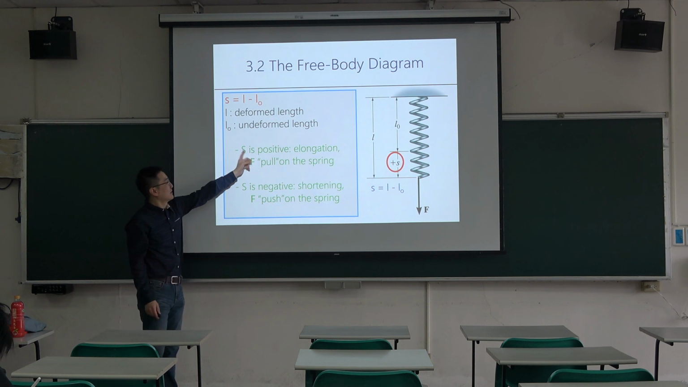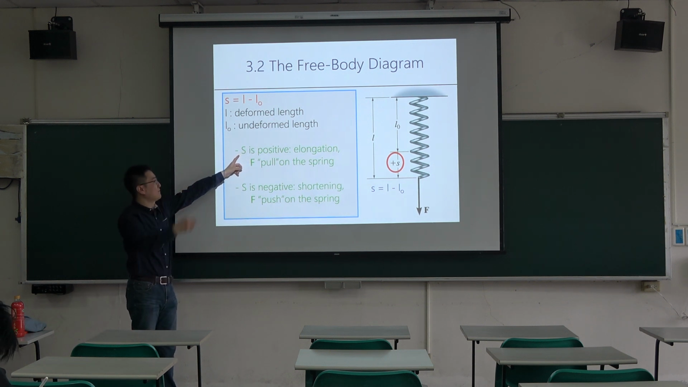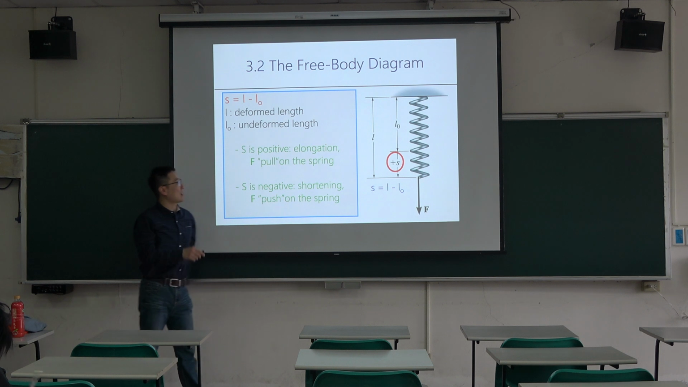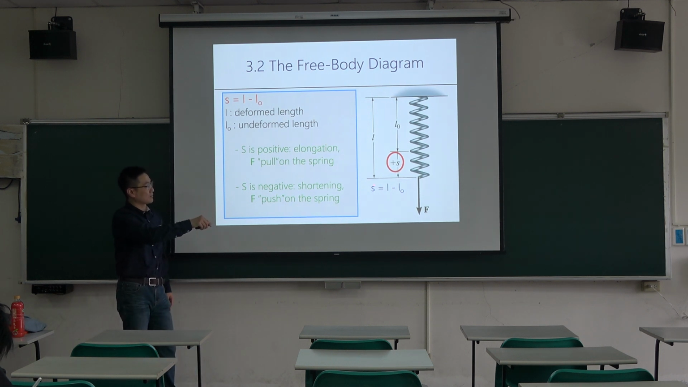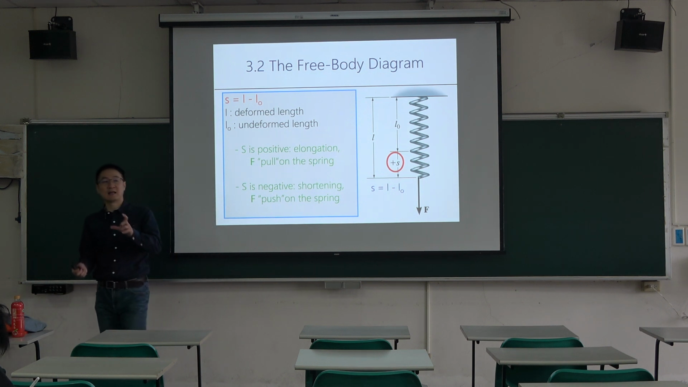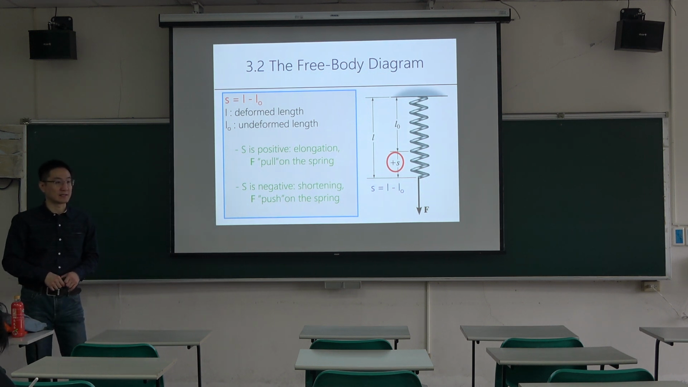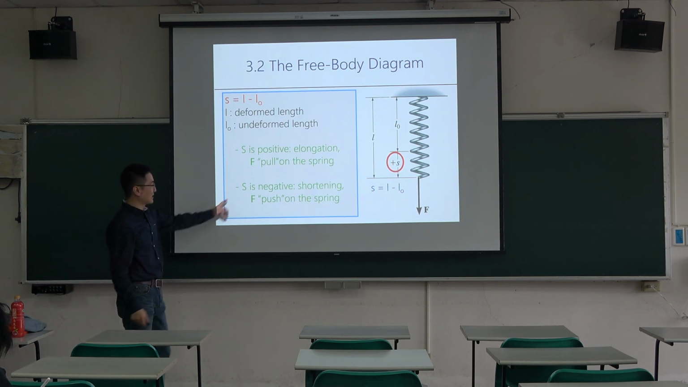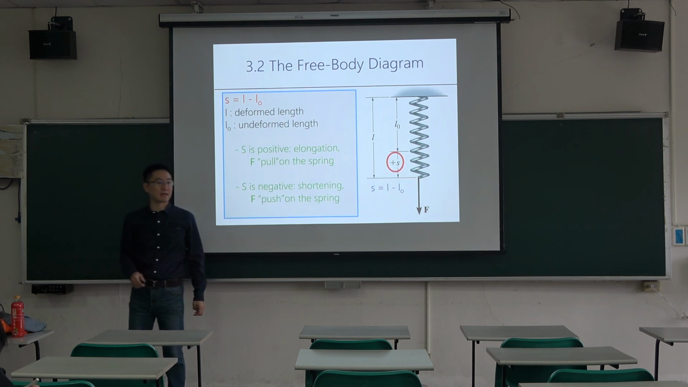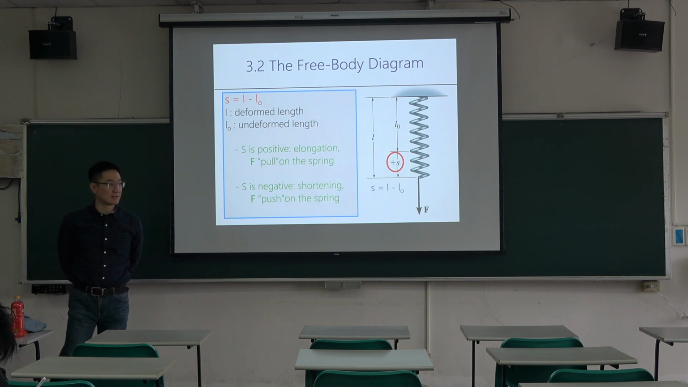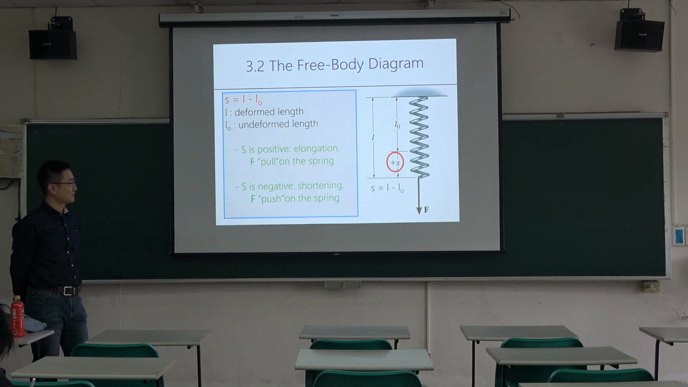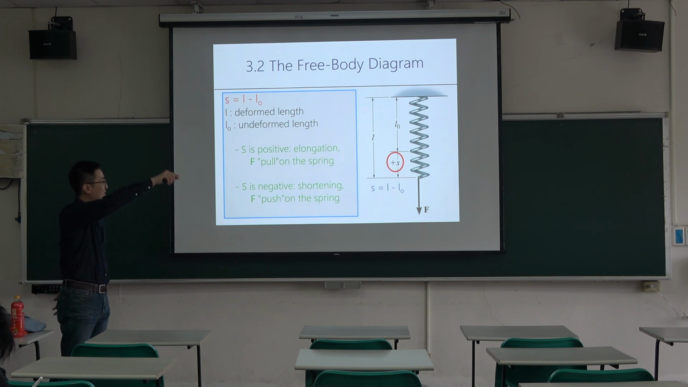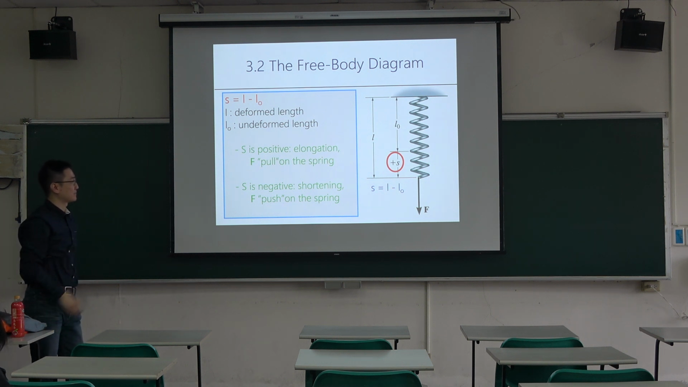So if this term is positive, that means F pulls on the spring, and the length of the spring increases. If this term is negative, that means we push on the spring, so we make the spring shorter. That's the spring system based on the free body diagram.